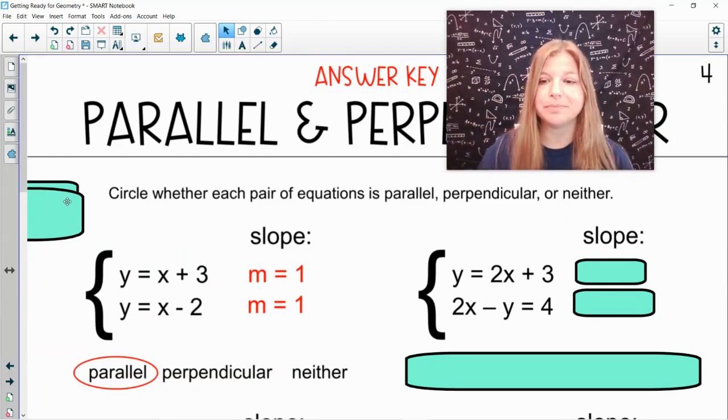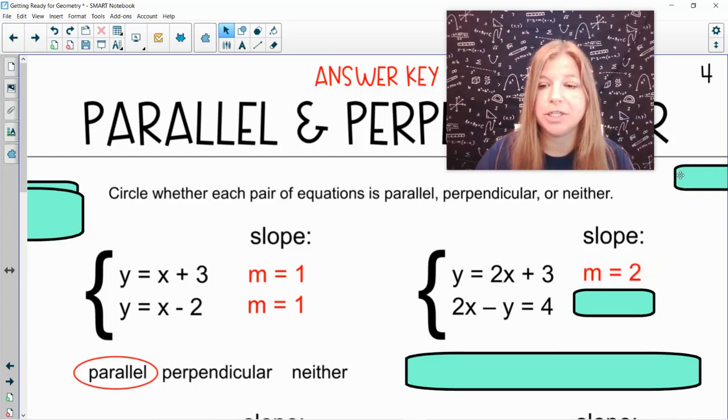That's pretty cool. The next one, y equals 2x plus 3. It's in slope-intercept form. Super easy to see the slope in this form. It's the number that's being multiplied by x, so I know my slope is 2. However, the second equation is in standard form. And now when it's in standard form, there are two things that we could do in order to figure out the slope. One of the ways would be to rearrange this equation so it's in slope-intercept form.